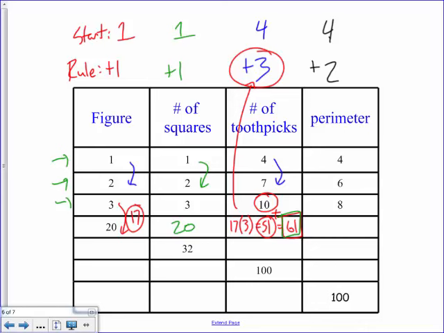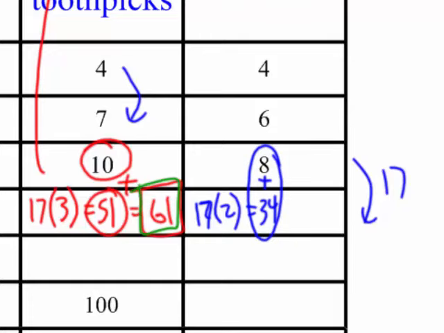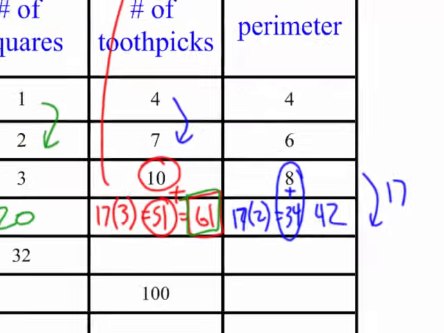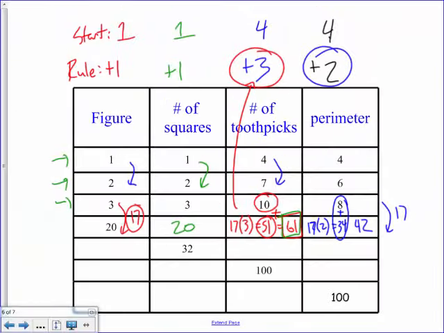Well, let's use that same thought process for the perimeter. Perimeter goes up 2 each time, and we jumped up 17 figures, right? So 17 times 2 is a total of 34 extra units on my perimeter, added on to the 8 that it was already at, and we're at 42 for the perimeter. So you have to think a little bit about this one.